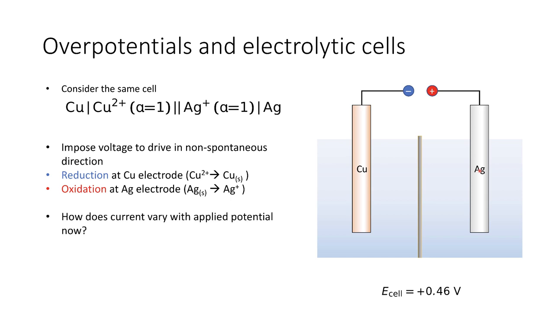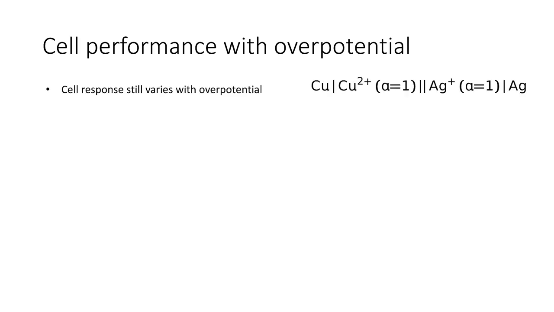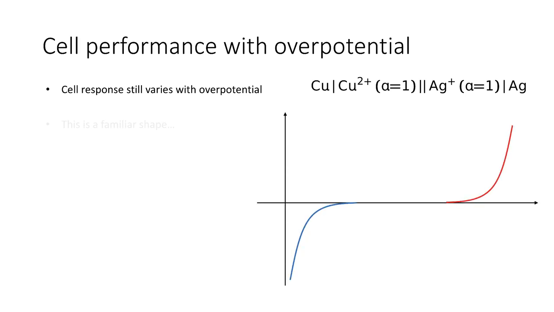Now we want to think of how the current varies with the applied potential. And again, what can we gain from this new information? Once again, we want to look at the cell performance and how that varies with the overpotential. So as we say, it does still vary. So let's look at the current voltage curve again. This is a familiar shape. We've already seen this in terms of the Butler-Volmer kinetics we looked at before.